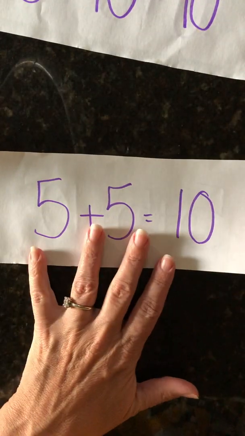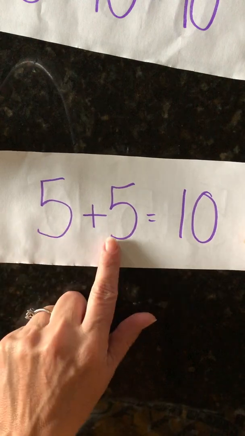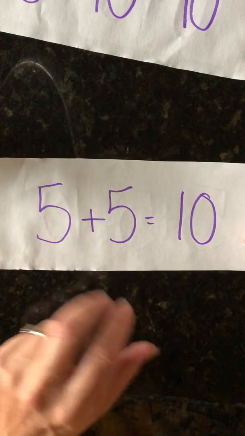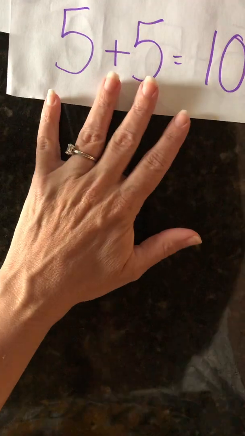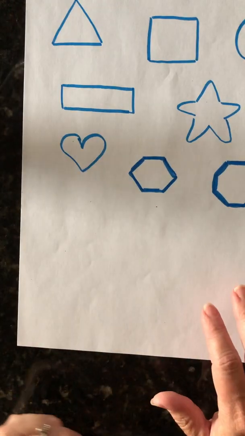Very good. And that is a doubles fact, isn't it? Because the 5 and 5 are the same number. 5 plus 5 equals 10. All right, very good. This week we've been talking about 2D shapes and 3D shapes.